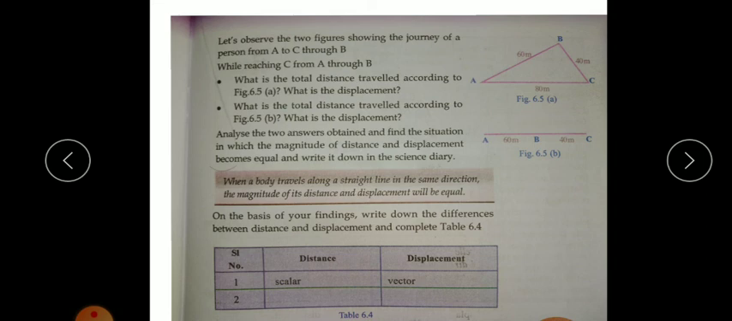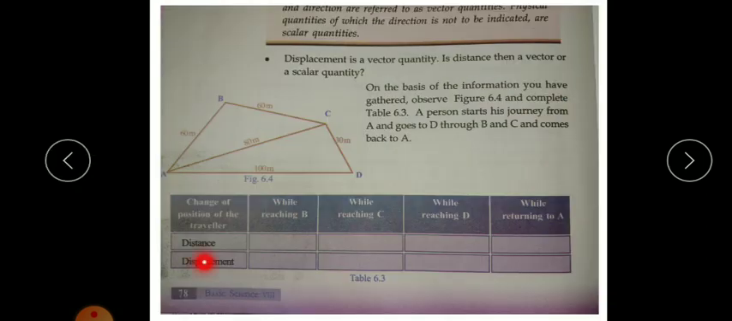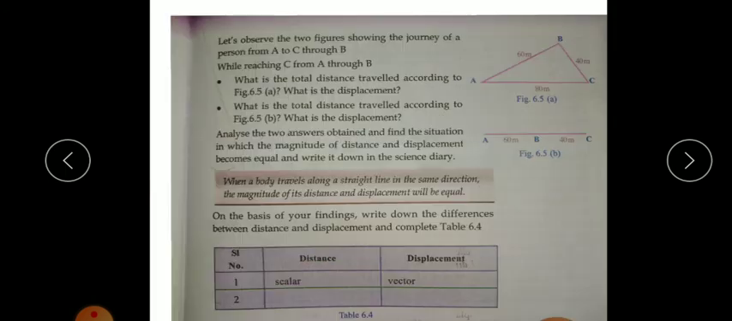One thing I forgot to tell, while saying displacement you have to mention the direction also, okay? So here you can see the displacement is 60 meter towards east. Every time you say displacement, you have to mention the direction, okay? I forgot to tell, so you have to write it. So the distance and displacement become equal whenever a person or body travels along the straight line in the same direction.